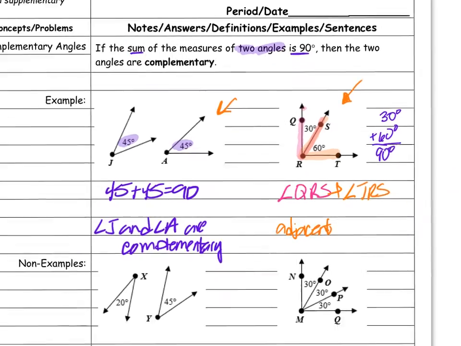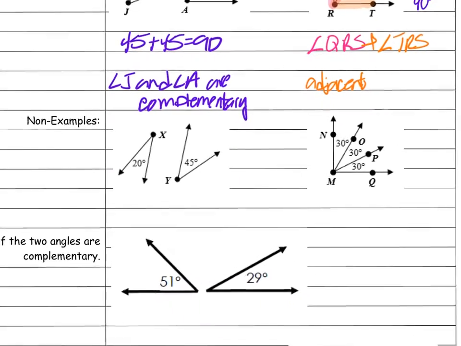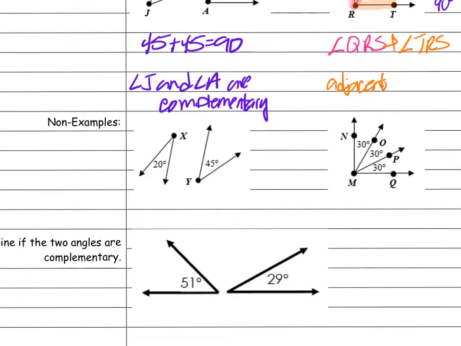And then we're going to go to some non-examples. So I have some non-examples here also. So we know that 20 degrees plus 45 degrees equals 65 degrees, which does not equal 90. So they're not complementary. So basically what we're going to do is we're going to be adding angles together to see if they equal 90 degrees. Not too bad, right?